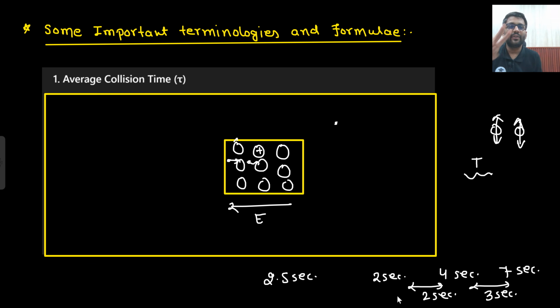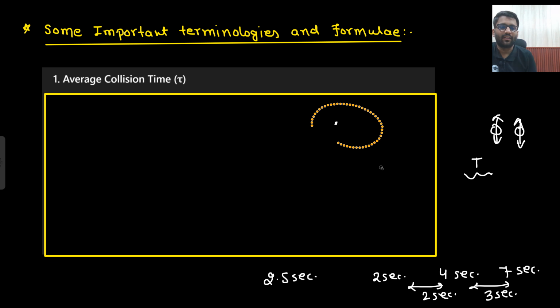So the average time between two successive collisions is known as the average collision time, because when the electron is moving in the silicon crystal, it doesn't move freely. It will collide with the atoms, and between two successive collisions there is a certain time. So when you take the average of all these times, what do you get? You get the average collision time.